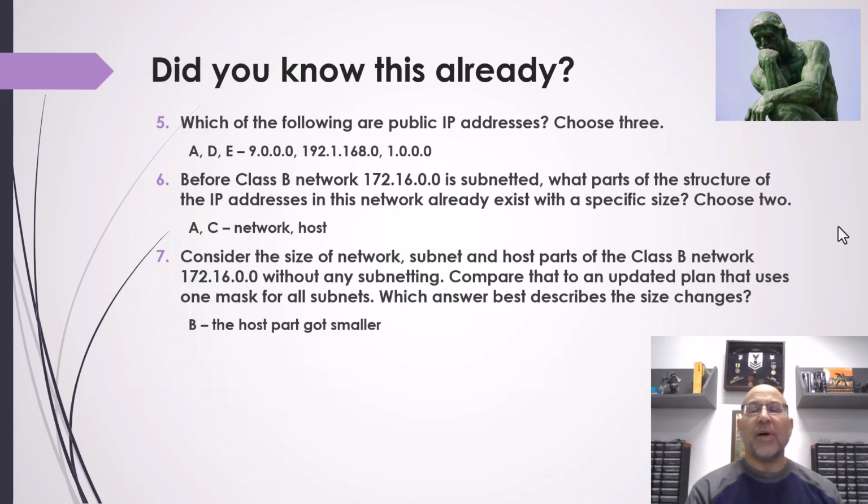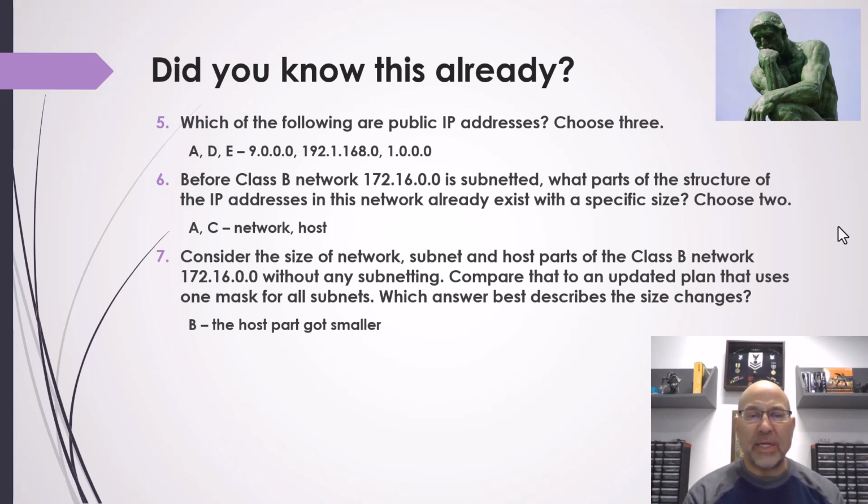Question number 5, which of the following are public IP addresses? Choose 3. Well, anything outside of the private addresses from RFC 1918. So the answers here are the 9, the 192.1, right? It's not 168. Careful on that one. And then the OneNet. None of these are private. They're all public.